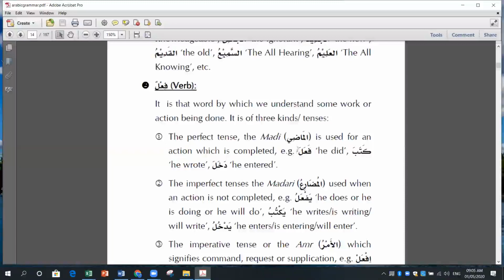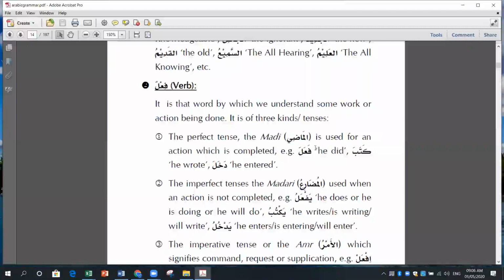The movement of fa and lam will be permanent in fi'l madi. In fi'l madi only, I'm telling you, in past tense only. Clear? The meaning will not be different. The meaning will be the same, just the style of pronouncing the word: either on the pattern of fa'ala, or fa'ila, or fa'ula. But the meaning will definitely be the same.